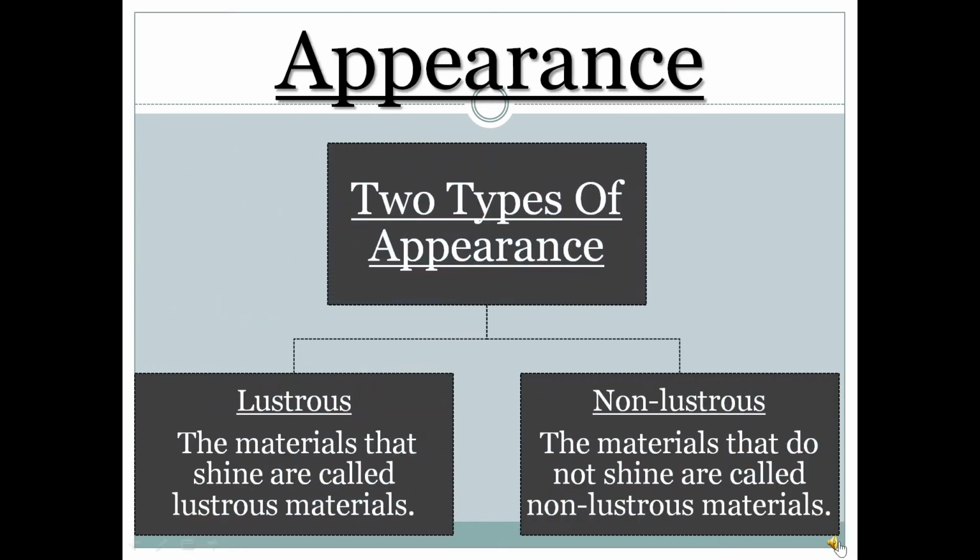On the basis of appearance, materials are of two types: lustrous and non-lustrous materials. The materials that shine are called lustrous materials, and the materials that do not shine are called non-lustrous materials.